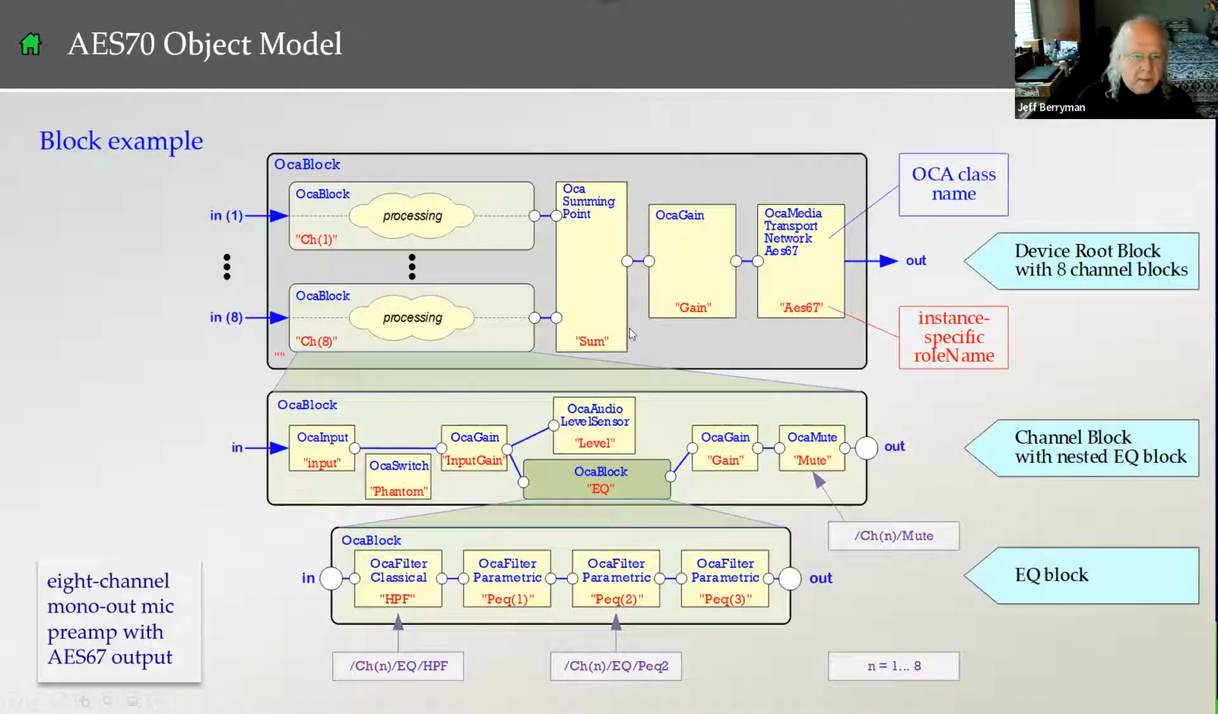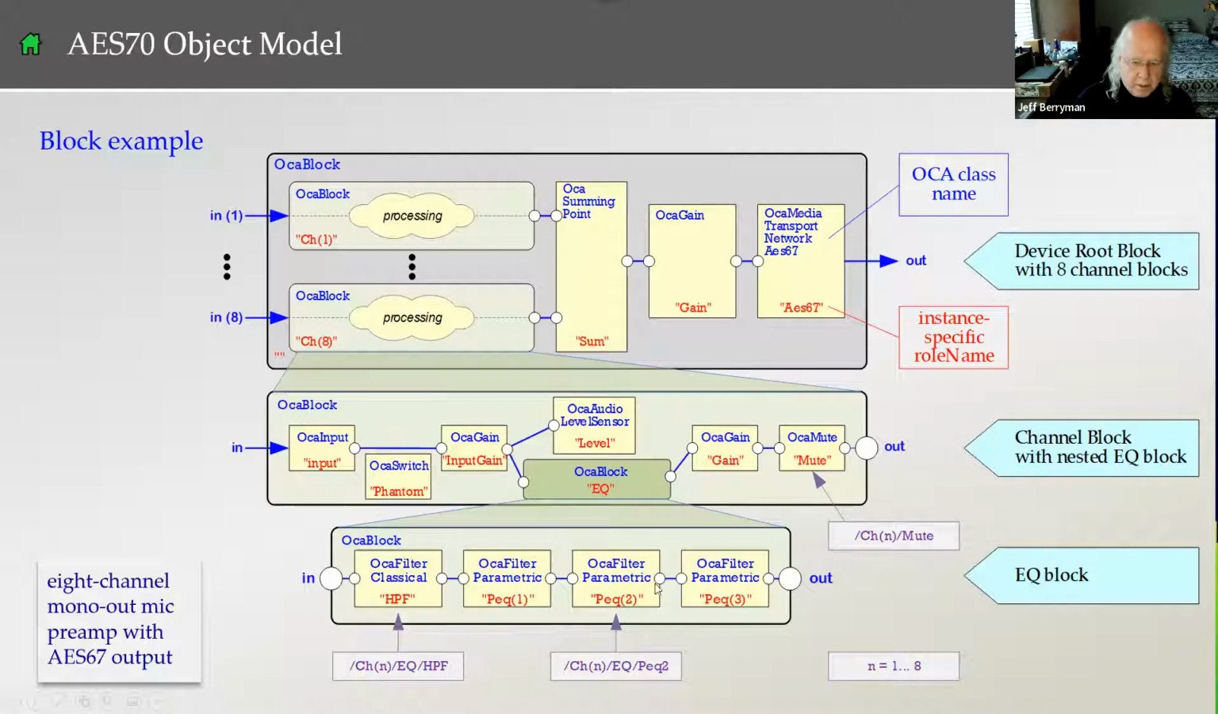Here's a block example. I don't have time to go through this in detail. It's here. You can look at it, but here's a block that is an 8-channel thing. There's 8 channels of something. These red things are the role names, so you can look and inside each one of these channels there are all these things, all these elements, including another block called the EQ block.